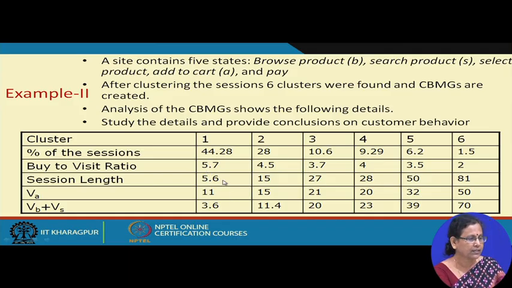Look at another interesting phenomenon. The session length here is much less than the session length here. Very few people are of this category. First of all, their buy to visit ratio is very low, and their session length is very high, which means they have continuously browsed through your products. Maybe they are newcomers who browse a lot and purchase less.